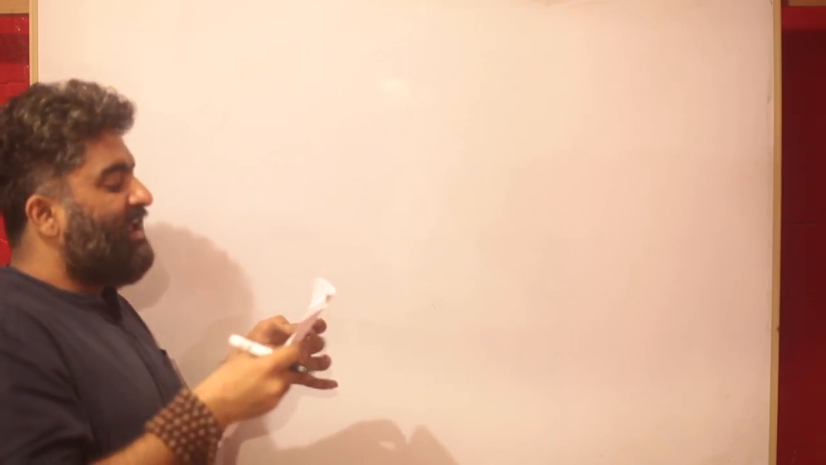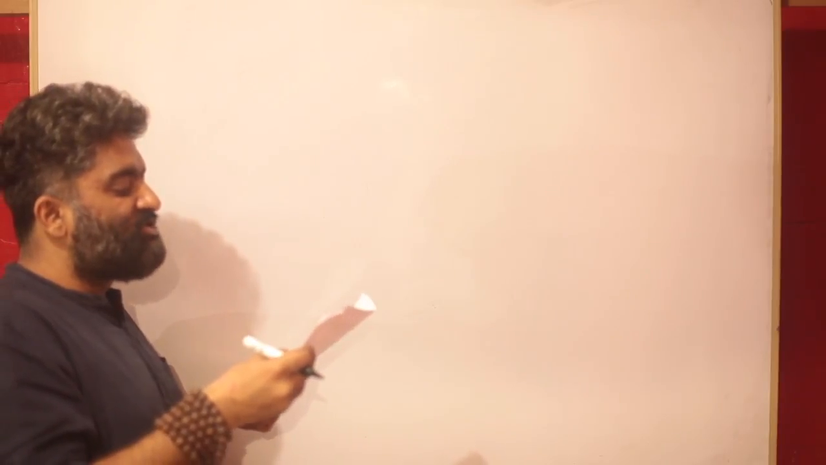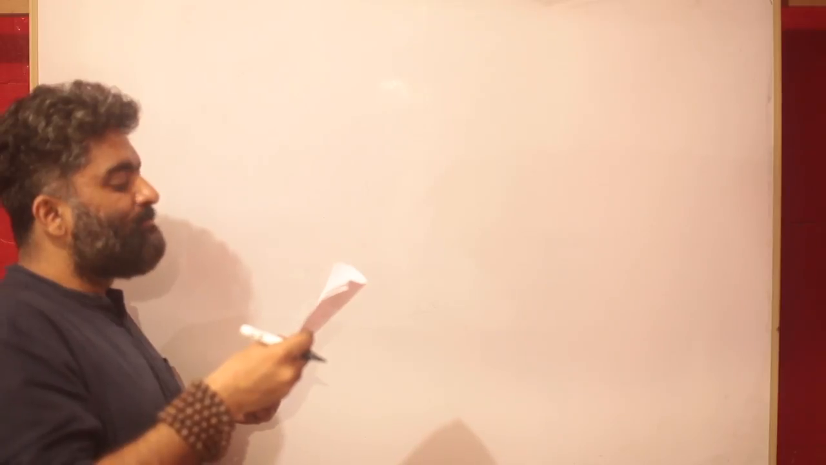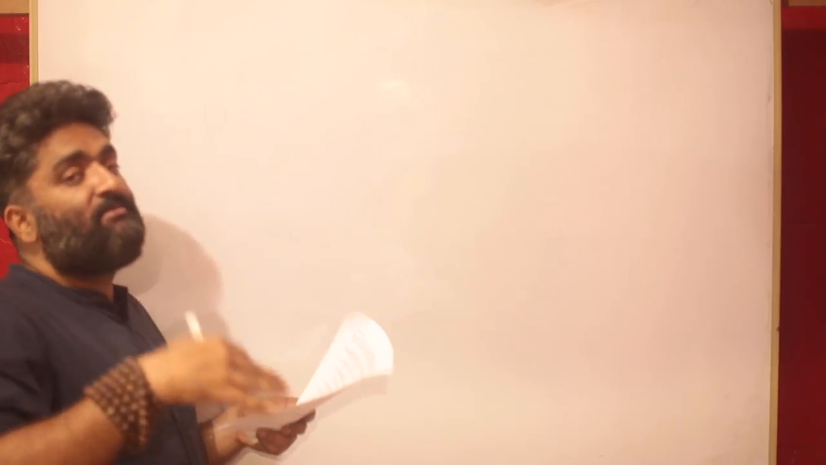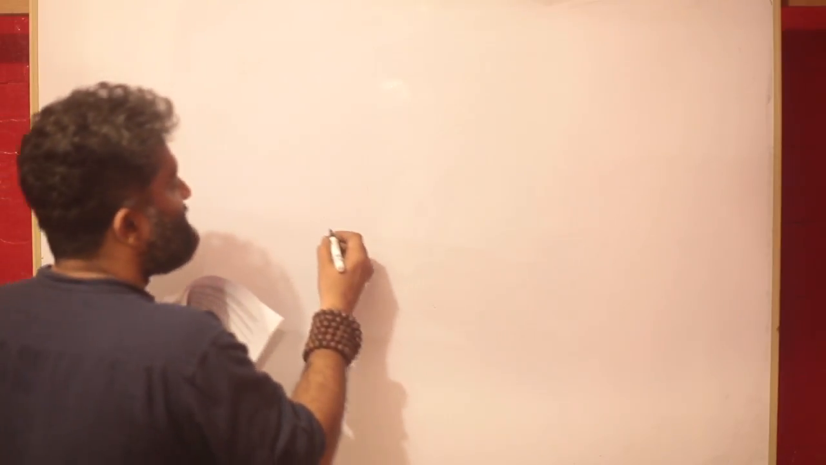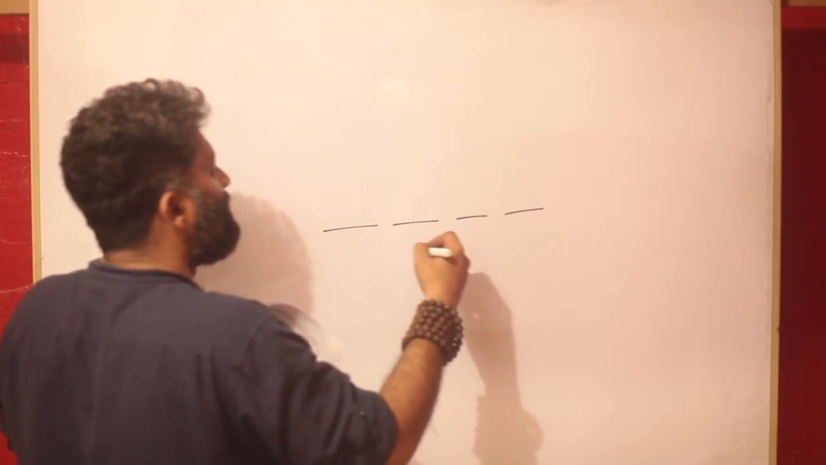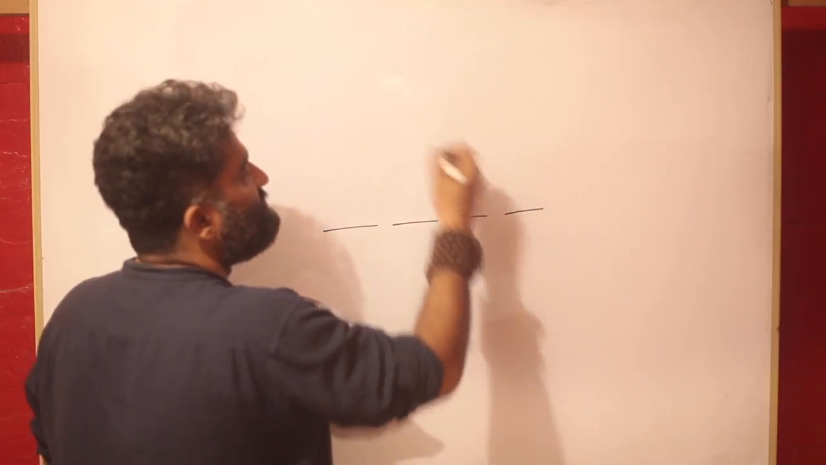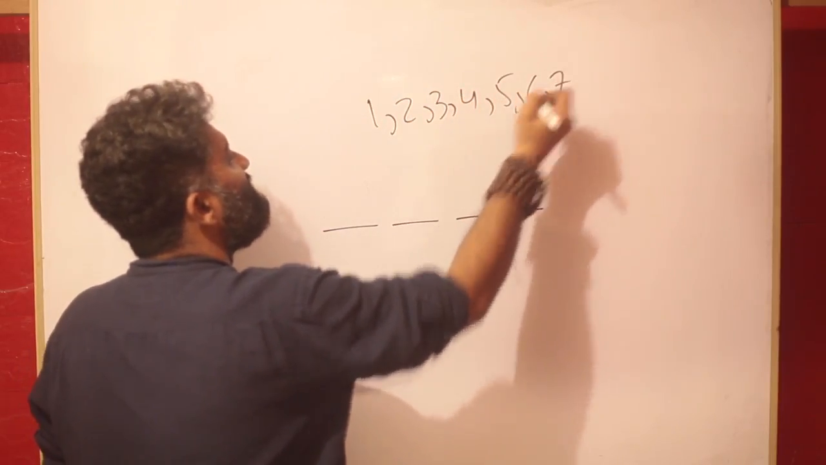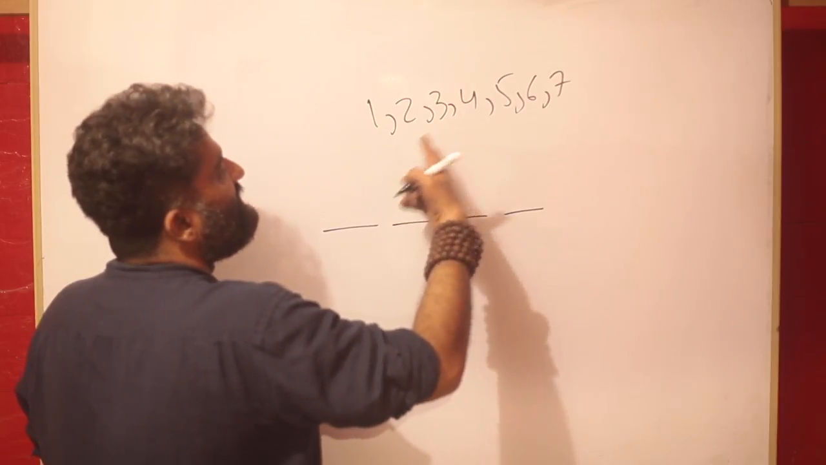Question number 3. In the above question, that means the same as question 2, find the number of 4-digit even numbers greater than 5000 that can be formed. Even numbers greater than 5000, that means both the conditions are being applied. So let's start doing it. Let me think of even numbers. So there was 1, 2, 3, 4, 5, 6, 7, etc. Right? Think of even numbers.